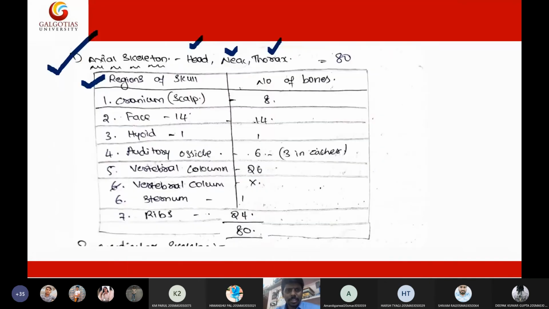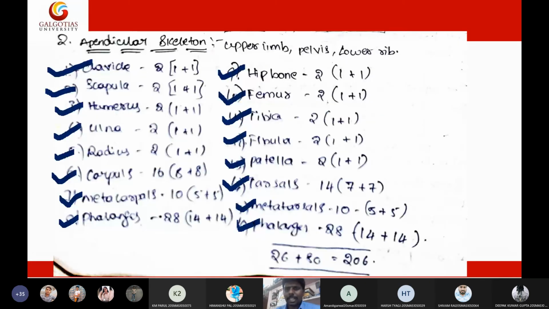It would have been nice if I had one picture here to show you diagrammatically. But you got some idea, right? Even though there is no picture, you got the idea by seeing these names. So we have the clavicle, scapula, humerus, ulna, radius, carpals, metacarpals, phalanges, hip bone, femur, tibia, fibula, patella, tarsals, metatarsals, and phalanges. So I came from the top to the bottom of the body. These are the bones present in the appendicular skeleton.